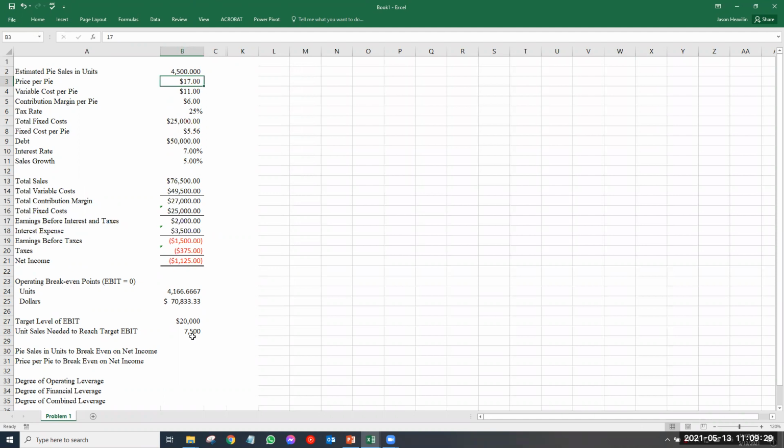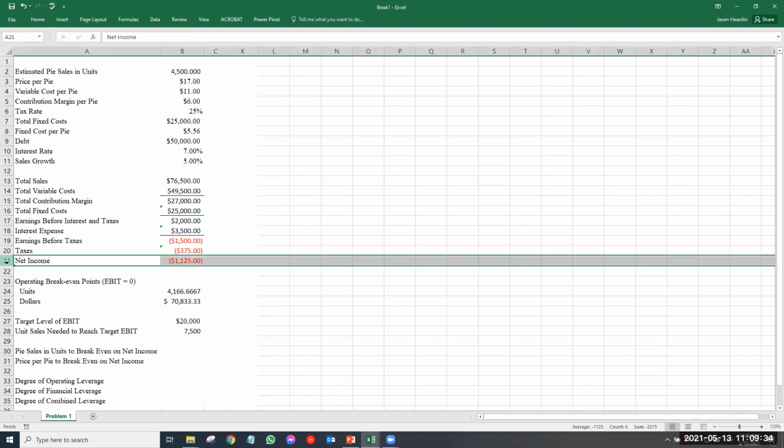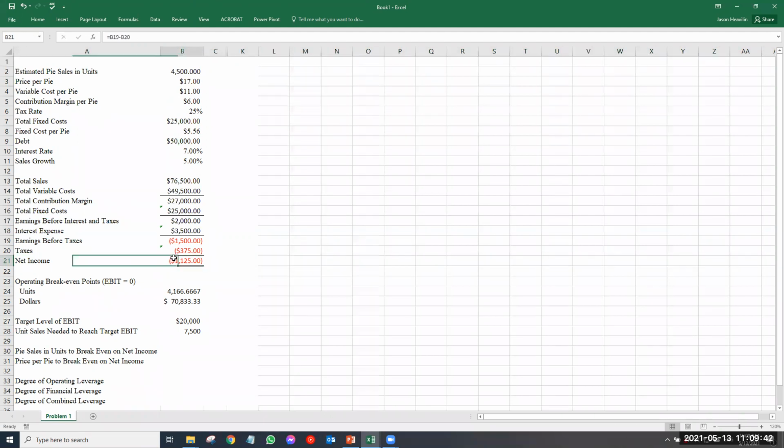Okay, now let's say I want net income, which is important, your actual profit at the end of the day, when everything is said and done, after interest and taxes and all this stuff. Let's say that I want to know how many pies I got to sell for this to be zero, so I don't lose money. I don't make money, but I'm not losing money either. In this case, you were losing money. So how do we do that?